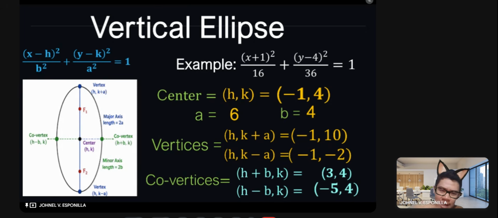So kung ipa-plot natin to, yung right part niya ay nasa 3, 4. So nasa first quadrant na. So hindi pala siya sa left part ng y-axis, kundi halos nasa gitna, okay, ng ating coordinate plane. Tapos yung left co-vertex niya ay nasa second quadrant pa din. So ito po yung vertical ellipse.